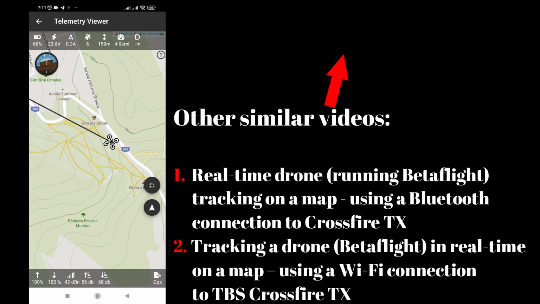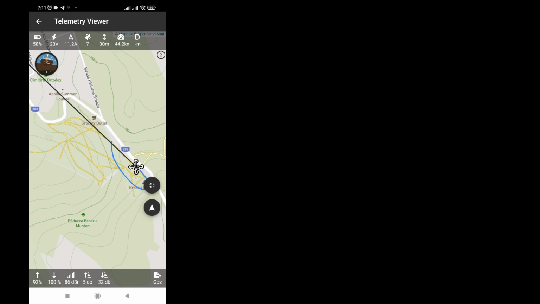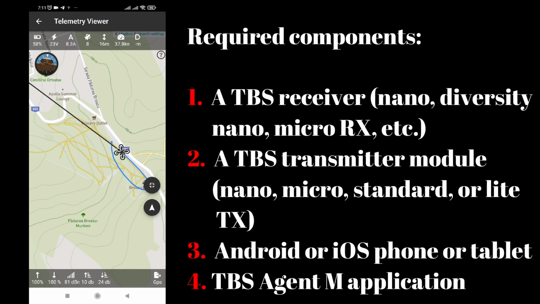In two previous videos, I showed you how to do this based on emulated Mavlink and Mavlink data pads. The links to these videos are here. Now we will use the TBS Agent M application. This mobile companion tool allows you to manage all your TBS products. But here I will focus on the ability of this app to track your drone in real time on a map, like in this case, and to get different telemetry data.